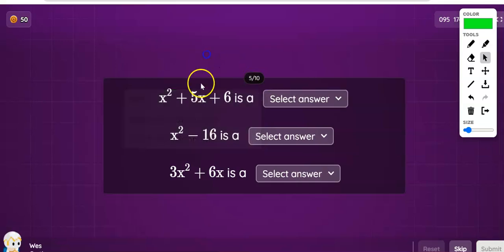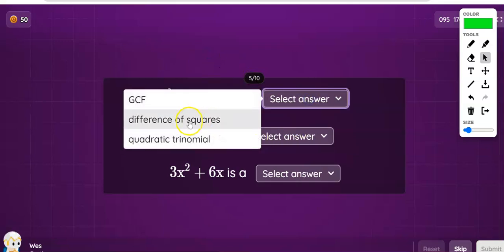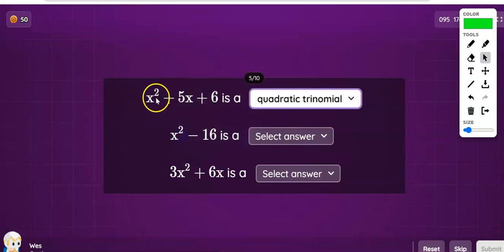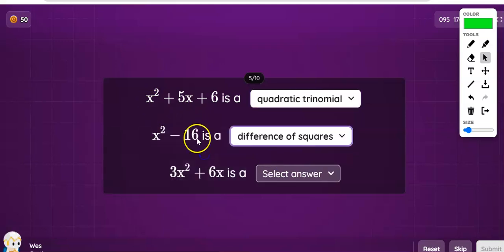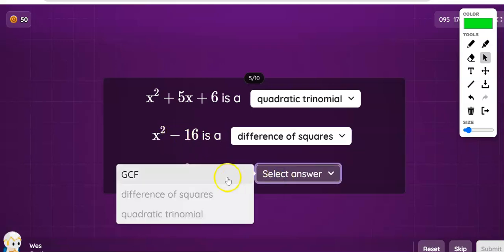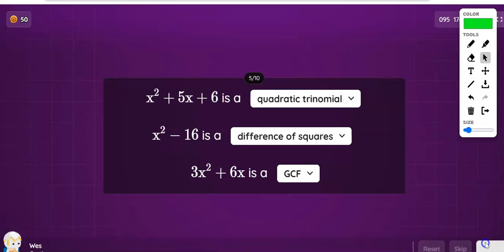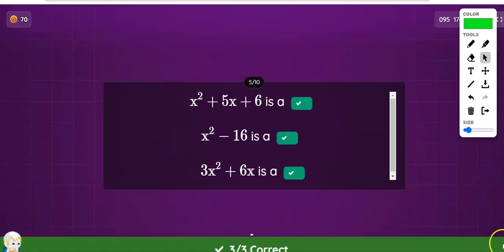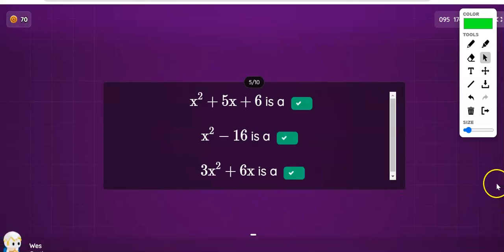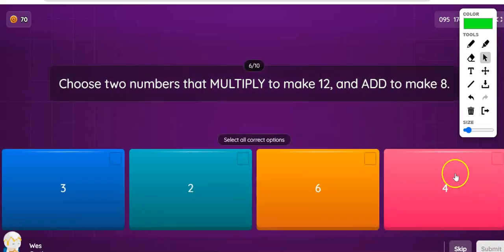This is a 3-part trinomial right here. Quadratic means it's x squared. This is also a quadratic, but they are both squares, perfect squares, and it's a difference. And then finally, this last one would be GCF. A big part of being good at factoring is knowing what type of factoring you are dealing with. And that's why we're breaking our little sheet down into three sections today.